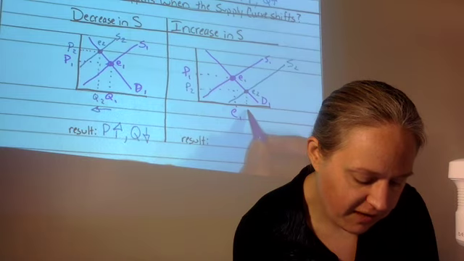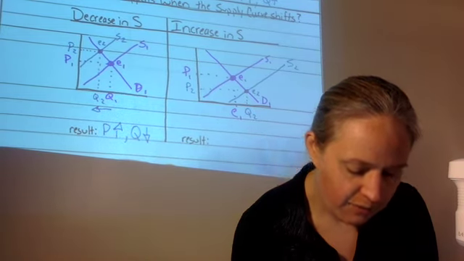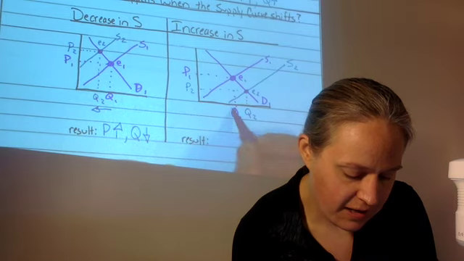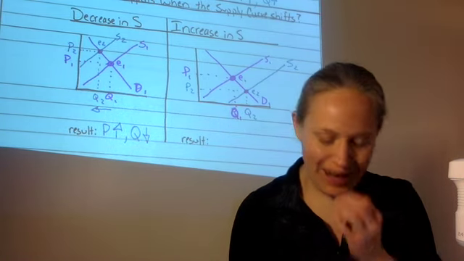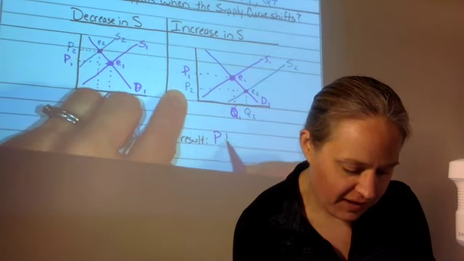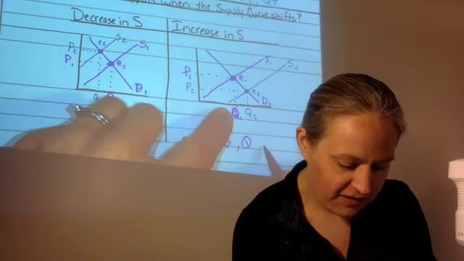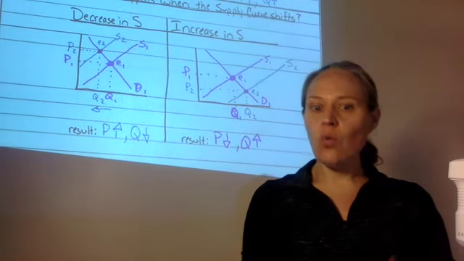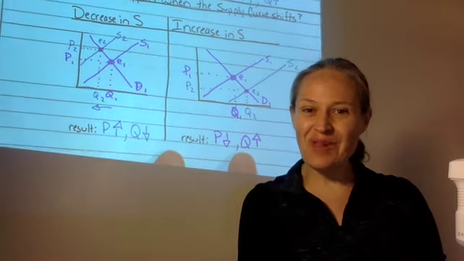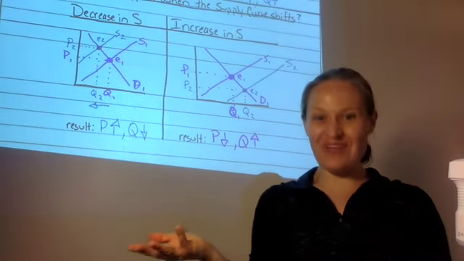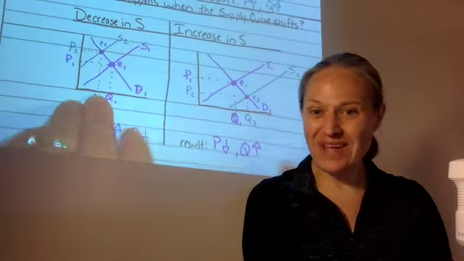Okay, so now we have our second equilibrium point, which means we have our second price and our second quantity. And I'm realizing here that I wrote an E instead of a Q. Sorry about that. Okay, and the result is that the price went down and the quantity went up. So when there is an increase in the supply of a product, the price will go down and of course there'll be more of it available.